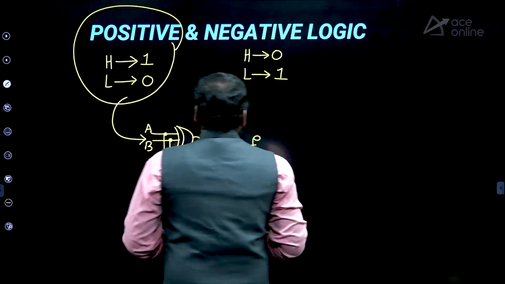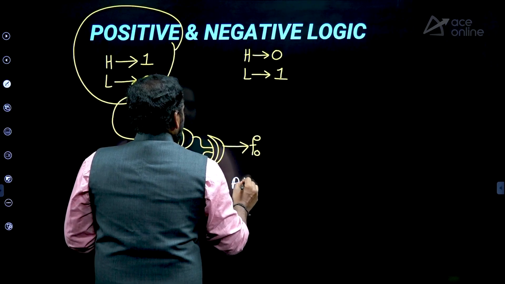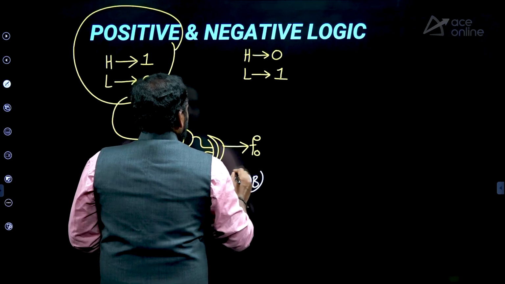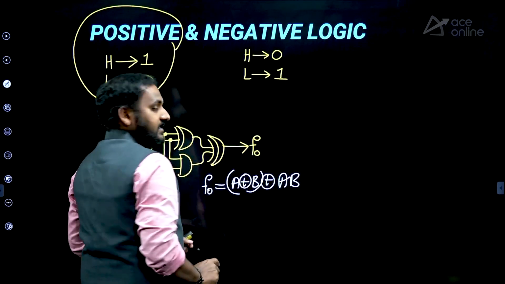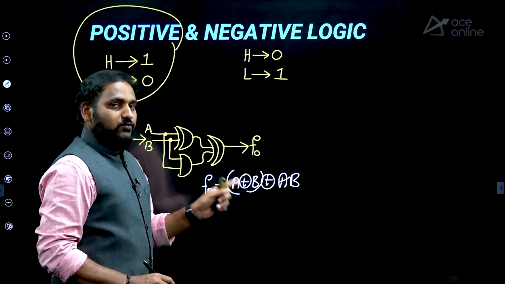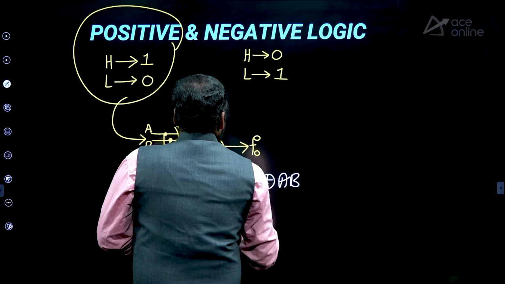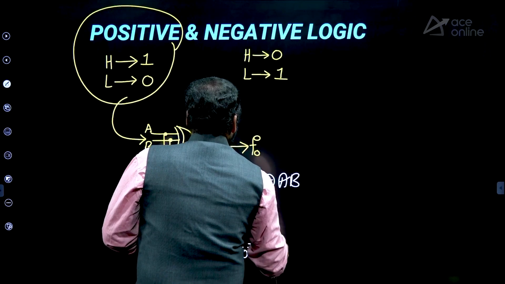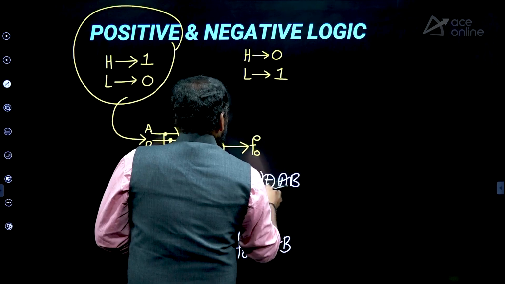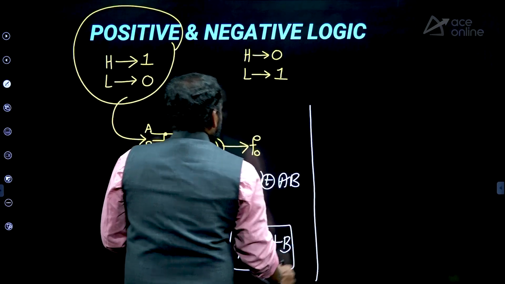For example, you will get F0 = A XOR B, XOR operation with AB. I am not simplifying it, okay? You can do it later if you want. If you simplify this, finally you will get F0 = A + B, for example. A plus B. What is this A plus B?